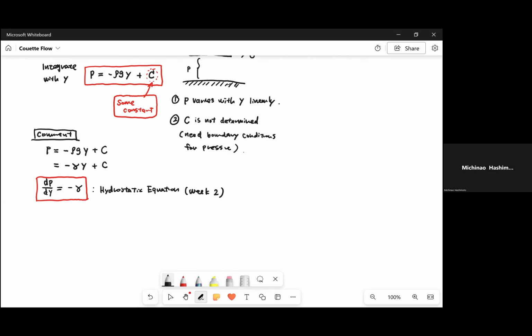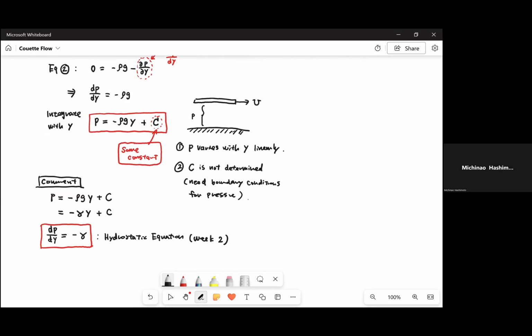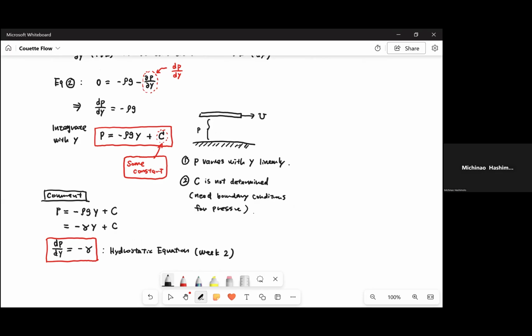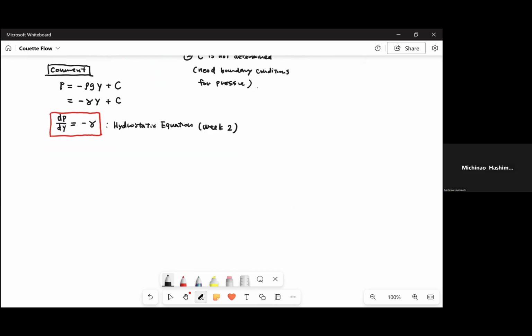So what we really had here is that because there's no flow in the y direction, if you want to solve for pressure, eventually the equation is reduced to the hydrostatic equation that we identified in week 2. It's the same here, right? So that's really great.